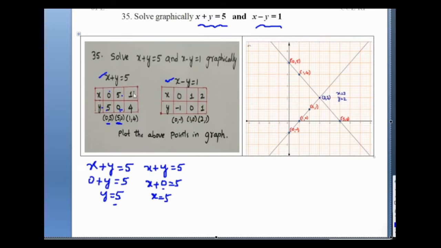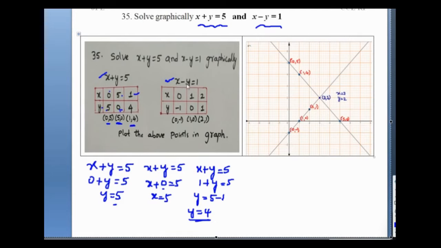But we will take one more point to avoid mistakes. When x is equal to 1, y is 4. We'll see why when x is equal to 1, y is 4. So the given equation is x plus y is equal to 5. I assumed x value as 1. So 1 plus y is equal to 5. So y is equal to 5 minus 1. When plus 1 goes to the other side, it becomes minus 1. So 5 minus 1 is 4. The point is 1 comma 4.